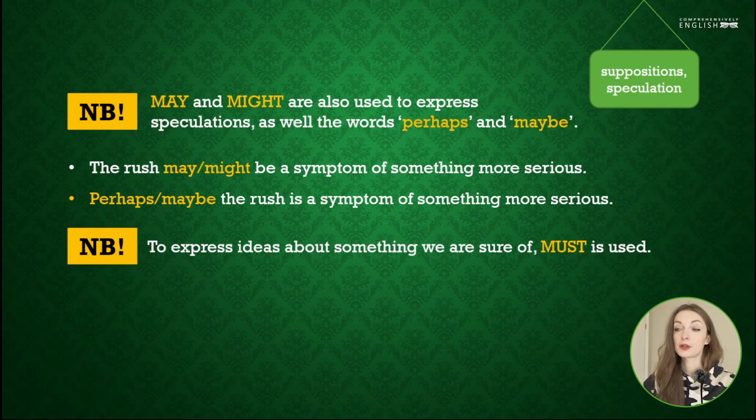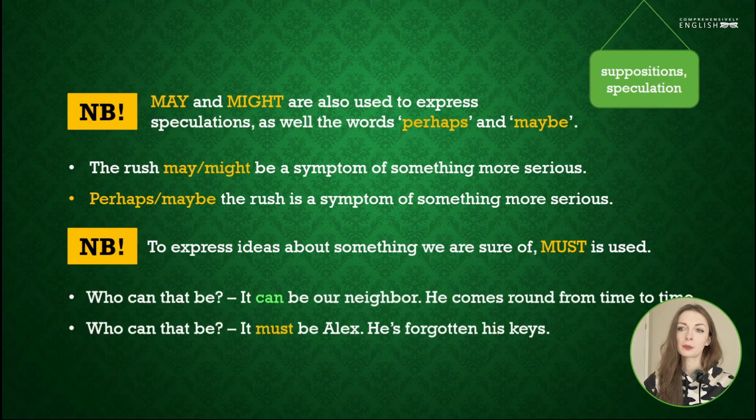To express ideas about something we are sure of, must is used. Who can that be? It can be our neighbor. He comes round from time to time. Who can that be? It must be Alex. He's forgotten his keys. In the first example, we are not quite sure whether it is our neighbor or not, but we presume so, yeah? We suppose so. In the second sentence, we are sure that it's Alex, yeah, because we know that he has forgotten his keys and we expect him to come back.